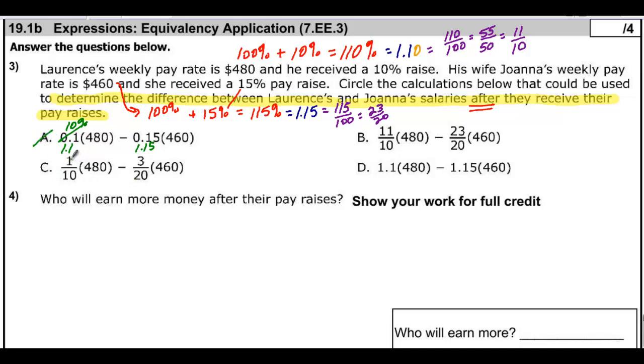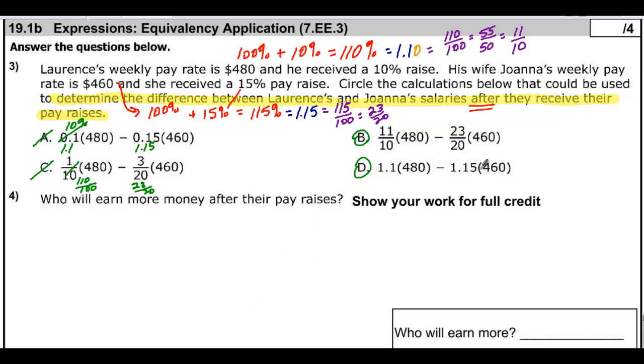Letter C, same idea. This is 10%. It would have to be 110 over 100, and 23 over 20. So C is also wrong. B is true. 11 tenths times 480, so we simplified that. 23 twentieths times 460. And D is also true.